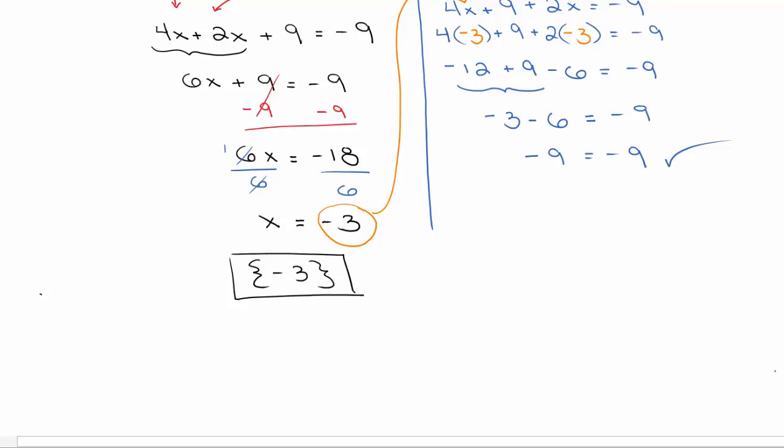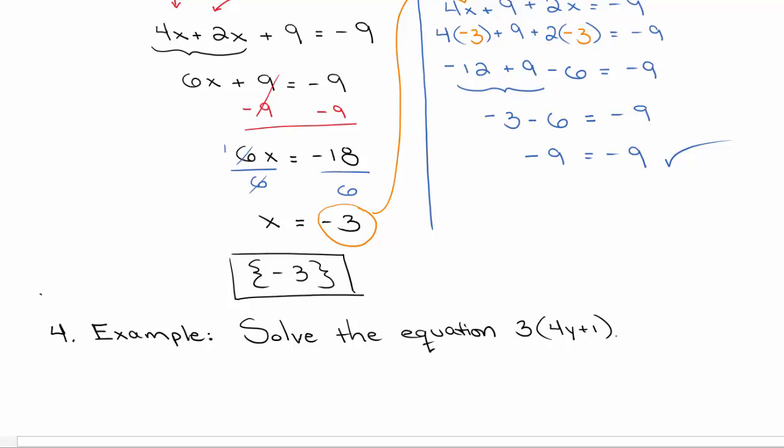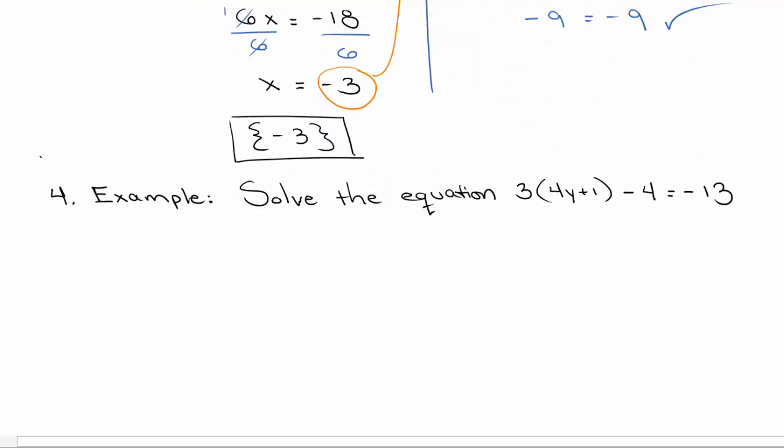All right, let's do another example. This time we are going to solve the equation 3 times the quantity 4y plus 1, minus 4 equals negative 13. Let me rewrite that equation right here.